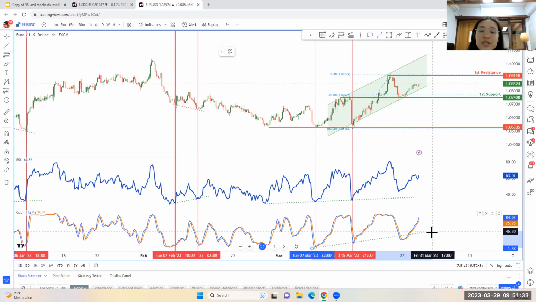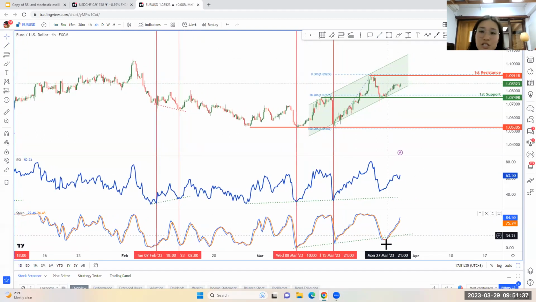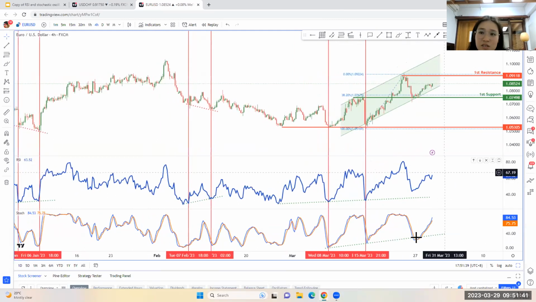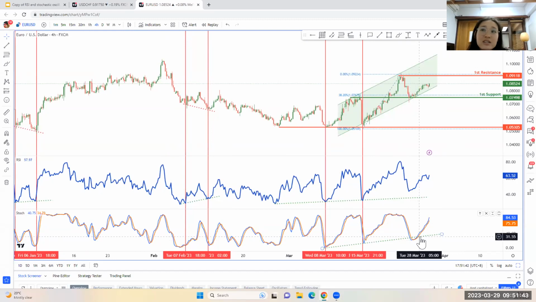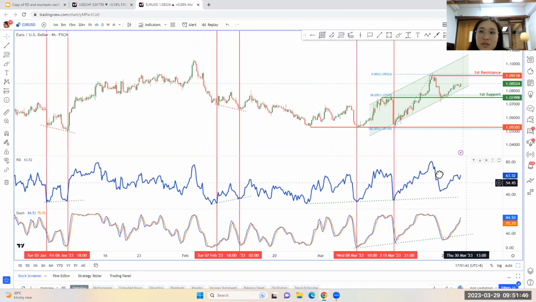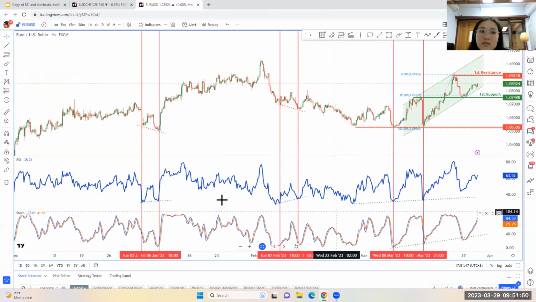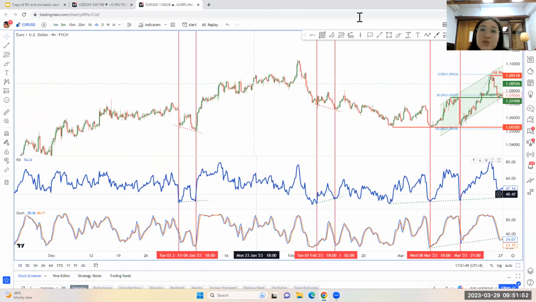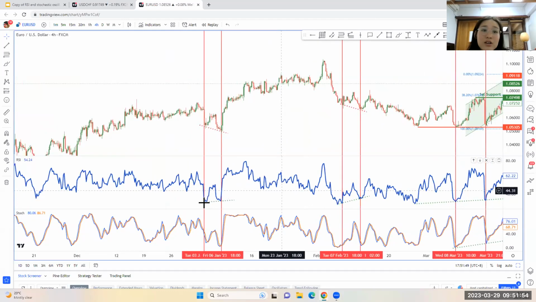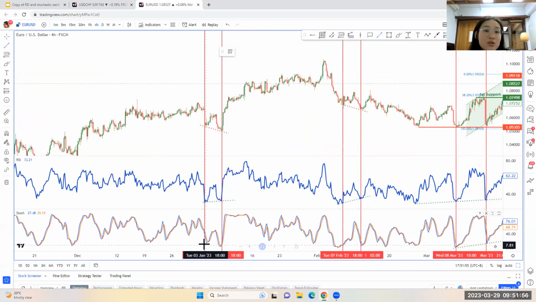Here we see price moving in an ascending trend line. However, price broke out of this support level, so we could be looking at a breakout. And over here as well, just now we pointed out that on our RSI, price made a higher low. However, on our stochastic, price made a lower low.